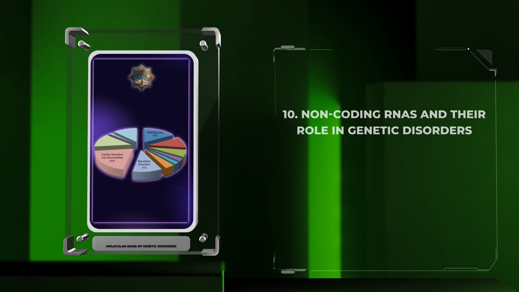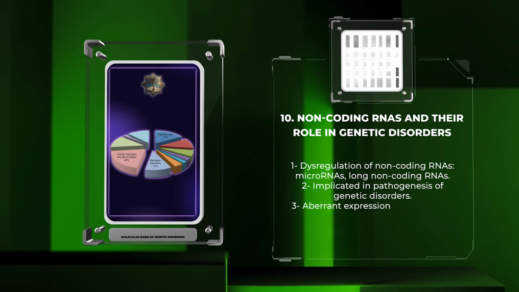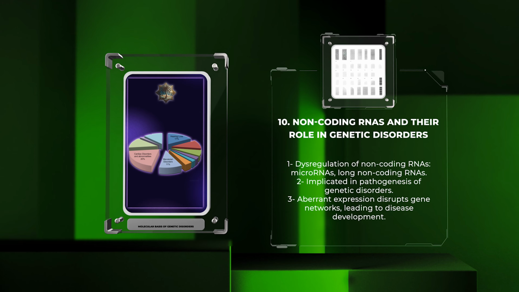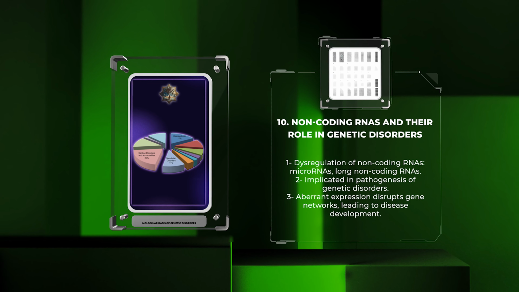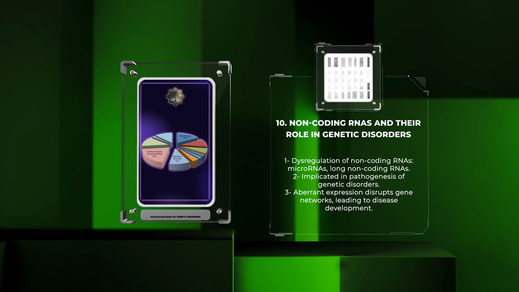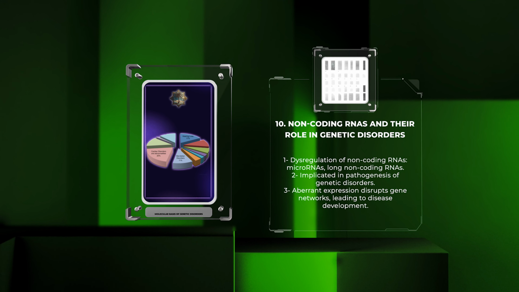Non-coding RNAs, once thought to be unimportant, have gained recognition for their role in gene regulation. Dysregulation of non-coding RNAs, such as microRNAs and long non-coding RNAs, has been implicated in the pathogenesis of genetic disorders. Their aberrant expression can disrupt gene networks, leading to disease development.